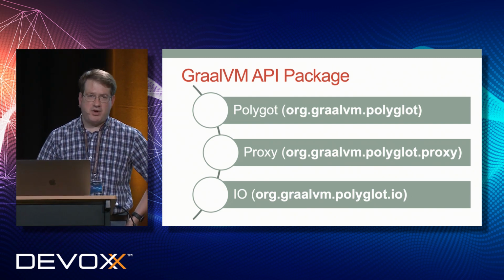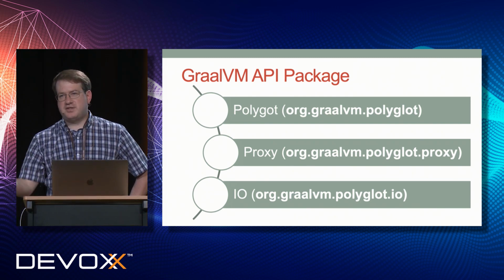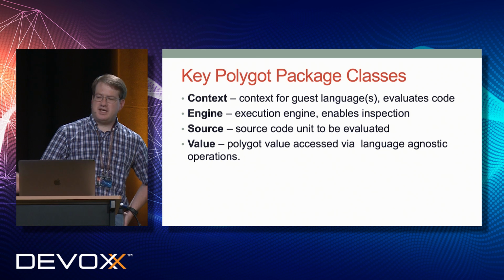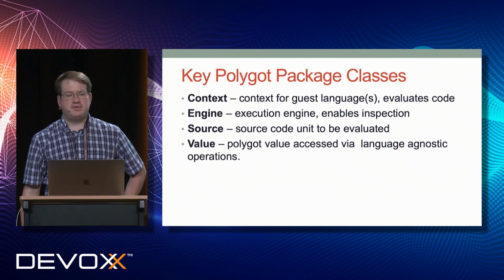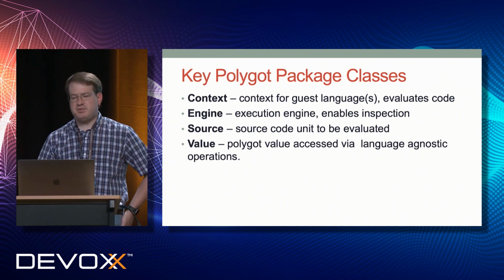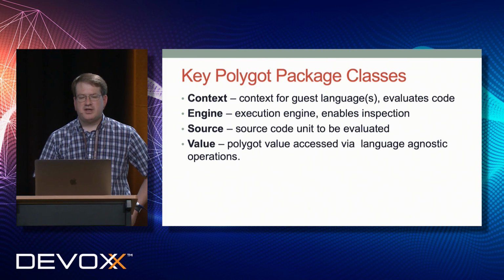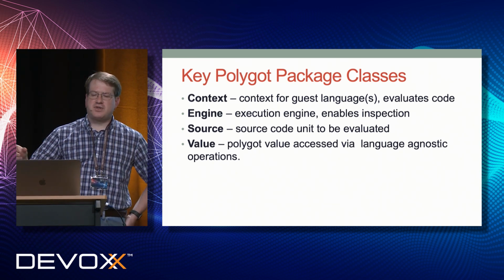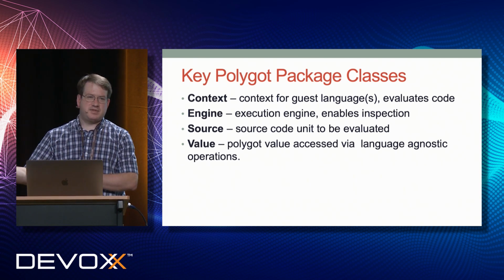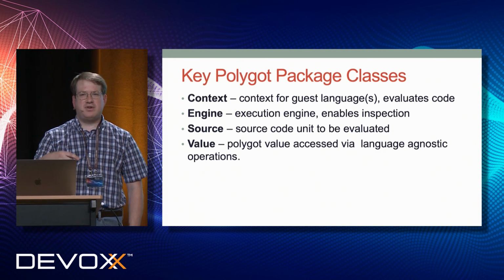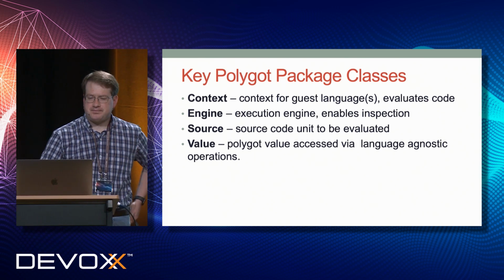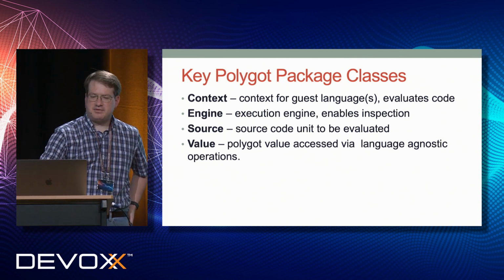It's actually a surprisingly small number of classes that you actually work with, unless you start getting into implementing your own languages on top of the platform. The key Polyglot classes that we saw on the previous slide were Context, which is the context for the guest language to evaluate code. The Engine, which is the execution engine, which enables inspection, etc. Source, which is basically a source code unit to be evaluated. And then Value, which is what you get returned every time you do an evaluation of some code, call a method, etc. It gives you this value object back, which you can then drill into and get the values that the language had produced. So it's an agnostic API for the different languages.